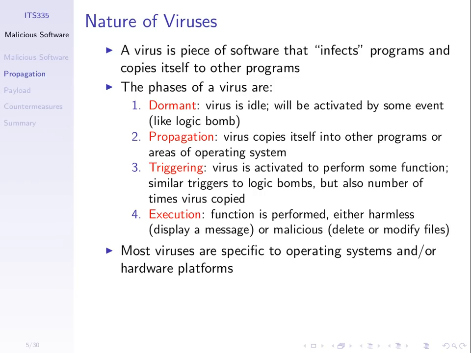Or we'll see an example later of encrypting your files on the hard disk and asking you for money to decrypt them. Okay? So there are many different functions it can perform. So just the general phases: there are some events that trigger it to propagate to other pieces of software, and some events that trigger it to perform some function, whatever function it's programmed to do.